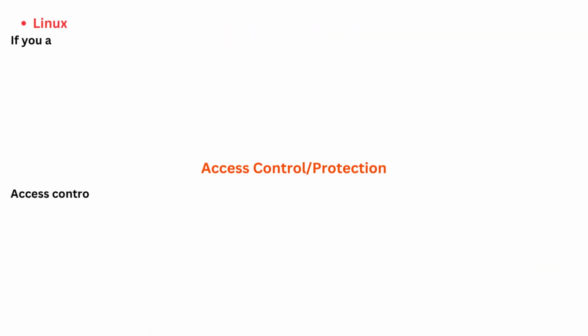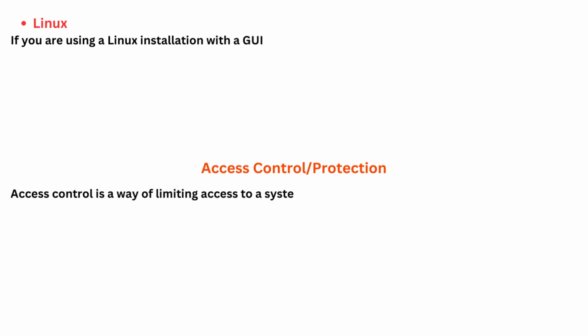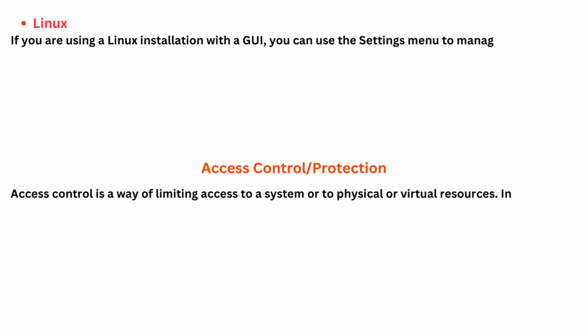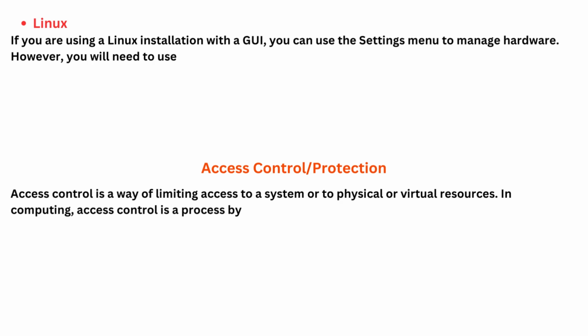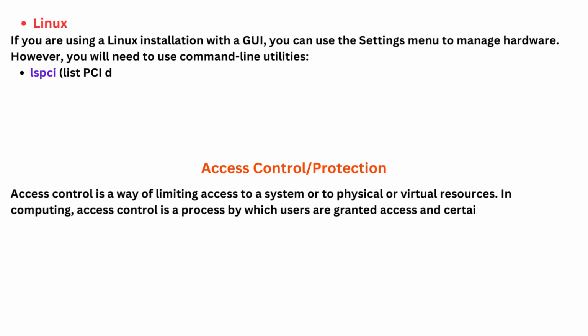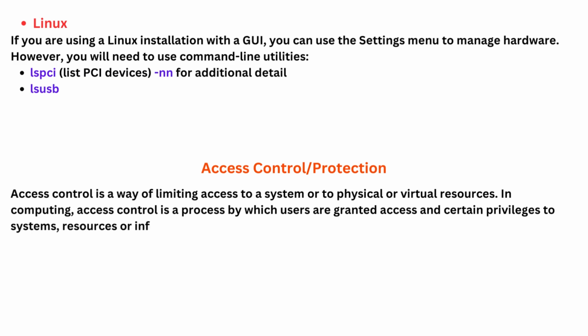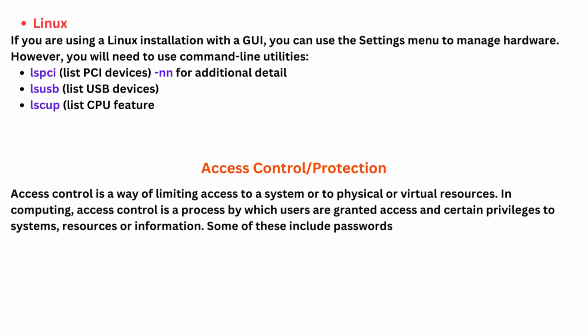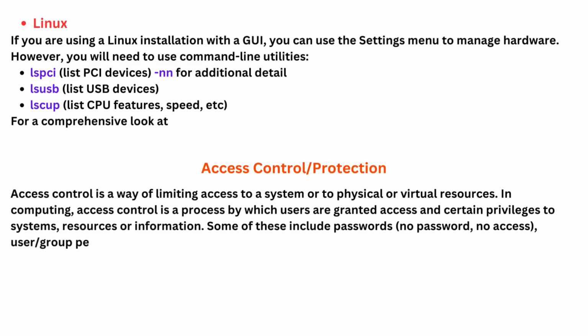Linux. If you are using a Linux installation with a GUI, you can use the Settings menu to manage hardware. However, you will need to use command line utilities. lspci, list PCI devices, -nn for additional detail. lsusb, list USB devices. lscpu, list CPU features, speed, etc. For a comprehensive look at all hardware devices, buses, etc., use sudo lshw. To temporarily remove a device until you restart the system, you can use the sys command.